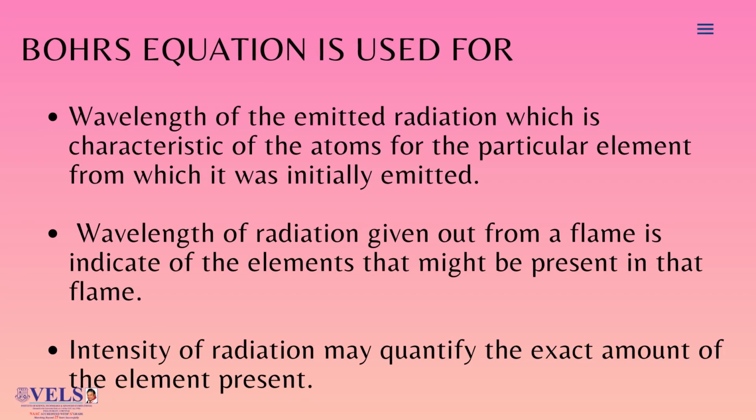From Bohr's equation, we collect the following information. The emitted radiation gives the characteristics of the atoms present in the particular element. The wavelength of radiation from the flame indicates how many elements are present in the unknown solution, and we also get the intensity of the radiation emitted. From that, you get the amount of the unknown element present in your sample.